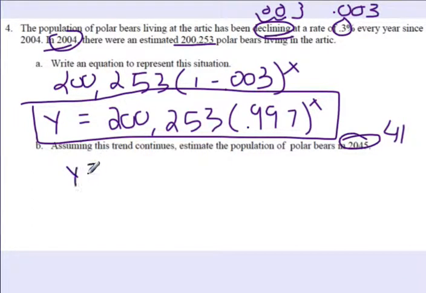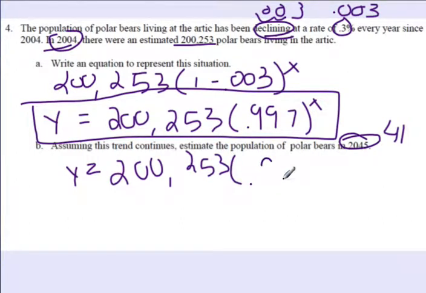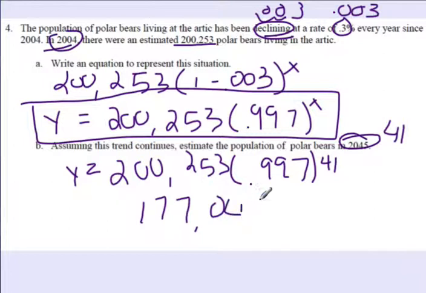So we're going to have y is equal to 200,253 times 0.997 to the 41st power. So then I can go ahead and plug that in my calculator. And when I do that, I get 170,043.7. Now, we don't want to have to define what 0.7 of a polar bear is.